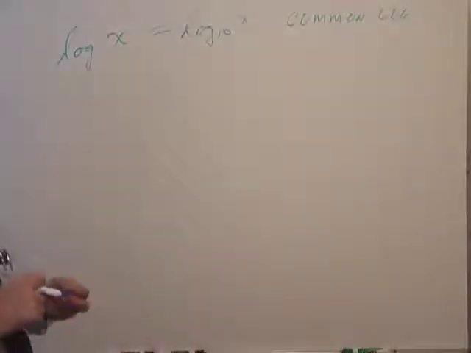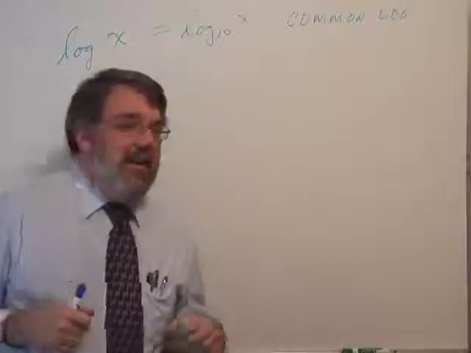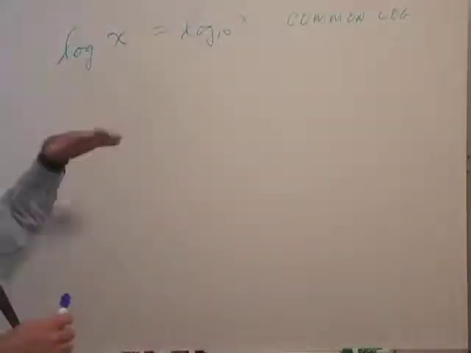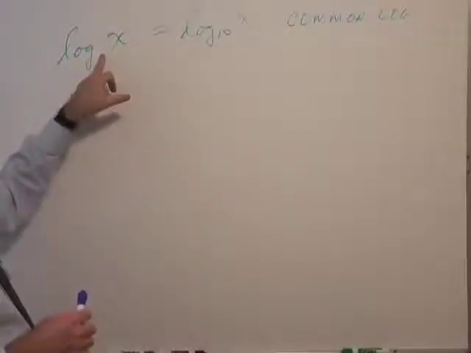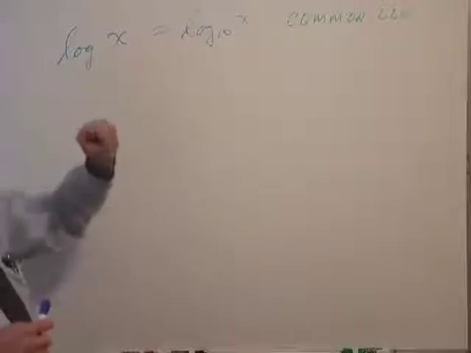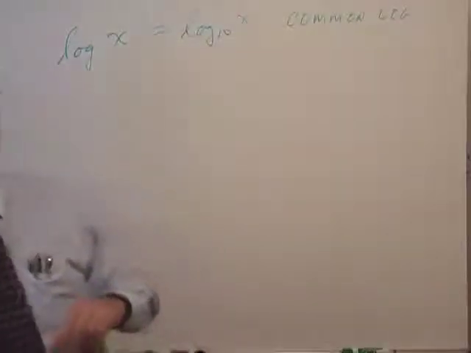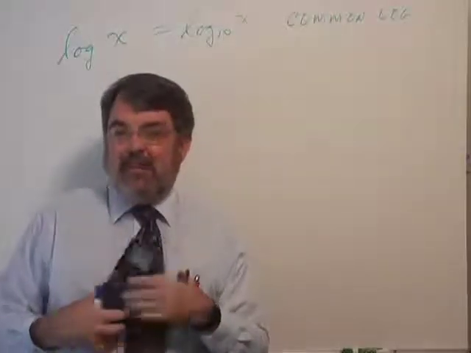And base 10 is very convenient, of course, because we live in the base 10 world. And so 10 is the most natural number we have in some sense for this purpose. So if that's blank, it's base 10. And you'll see a log key on your calculator. It'll just say log. That's the common log, base 10 log.